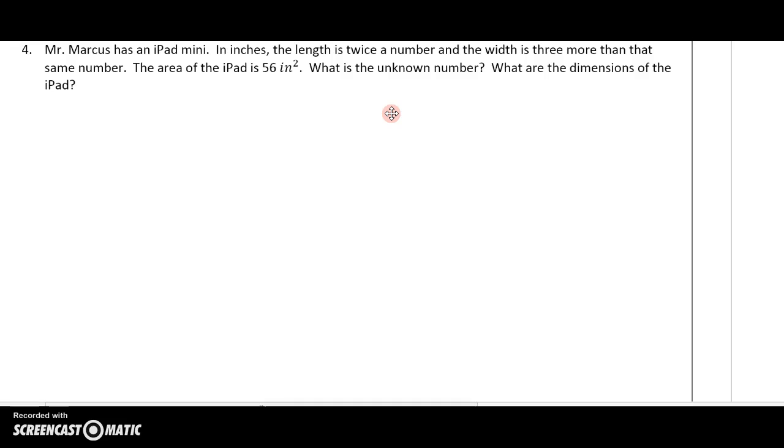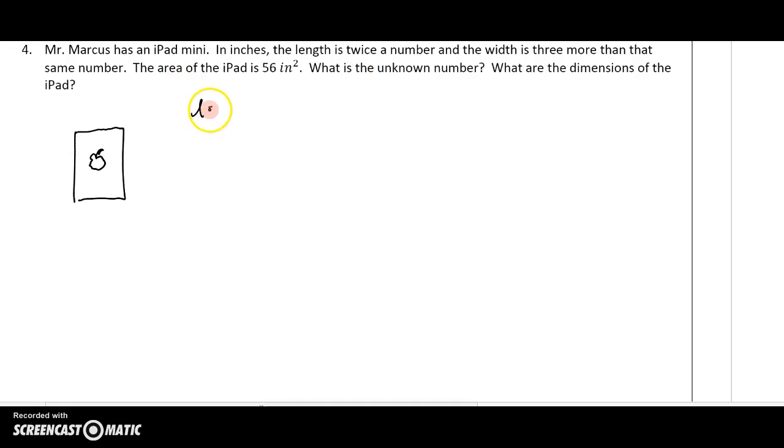All right, first things first. Here's our iPad. Little iPad mini. All right. Do a little apple. That's my beautiful apple. There we go. And it says in inches, the length.